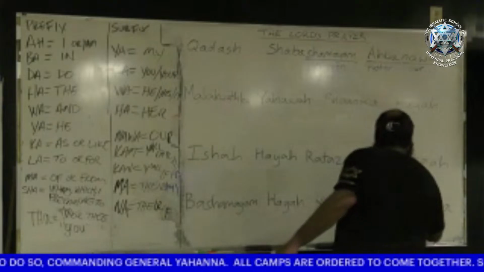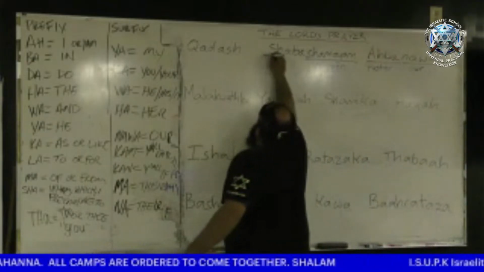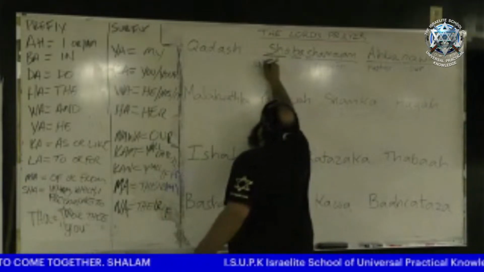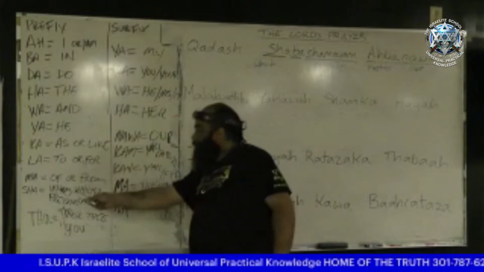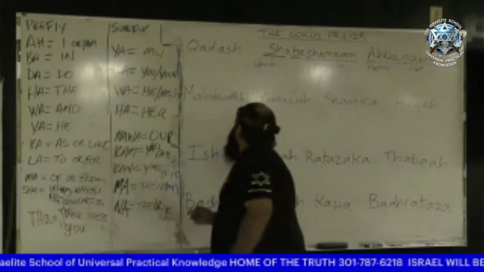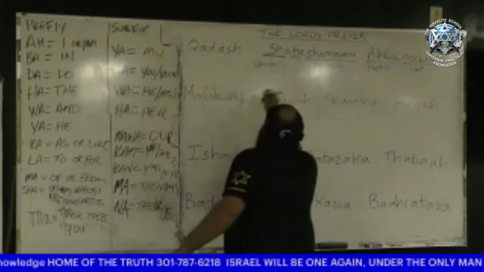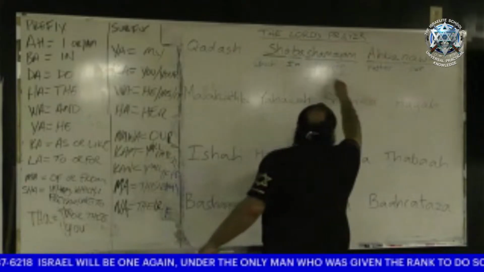And then we have two prefixes here. We have sha and then ba. Sha means which or pertaining to. You see it right here, which or pertaining to. And ba up here means in. So which is in heaven. Our Father, which is in heaven.